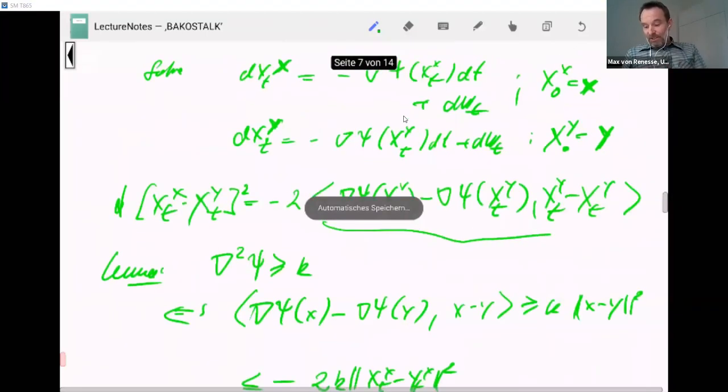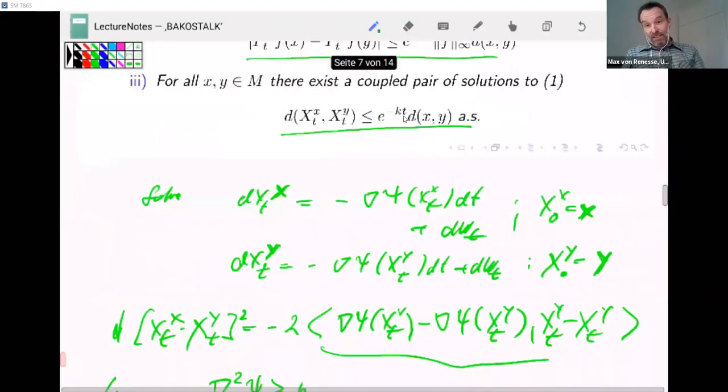In the Riemannian situation, there are additional terms coming into the game, and the additional terms have to be evaluated. But believe me, you get effectively an ODE estimate for the distance process if you do parallel translation.